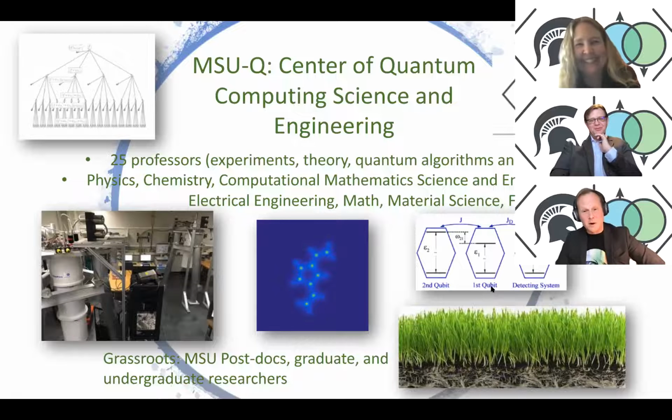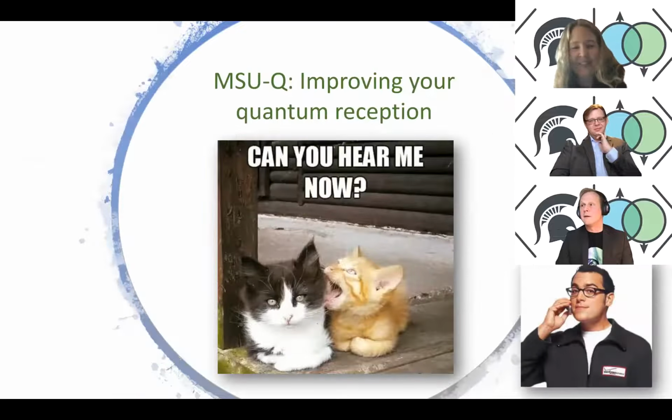And another important part of this is, it's not just a bunch of professors doing this. The grassroots and the foundation of this are the actual people that get into the labs and write the code and run the experiments. And those are MSU postdocs, graduate students, and undergraduate researchers. Those are the people that really move the needle day to day and are thinking about the hard problems associated with how to make quantum computers better, how to reduce the noise in these systems, and really moving it forward.